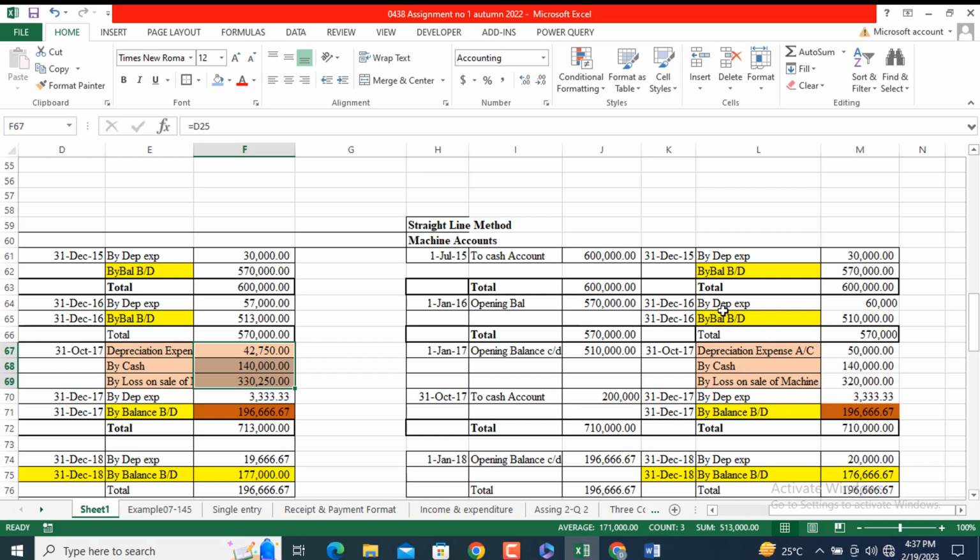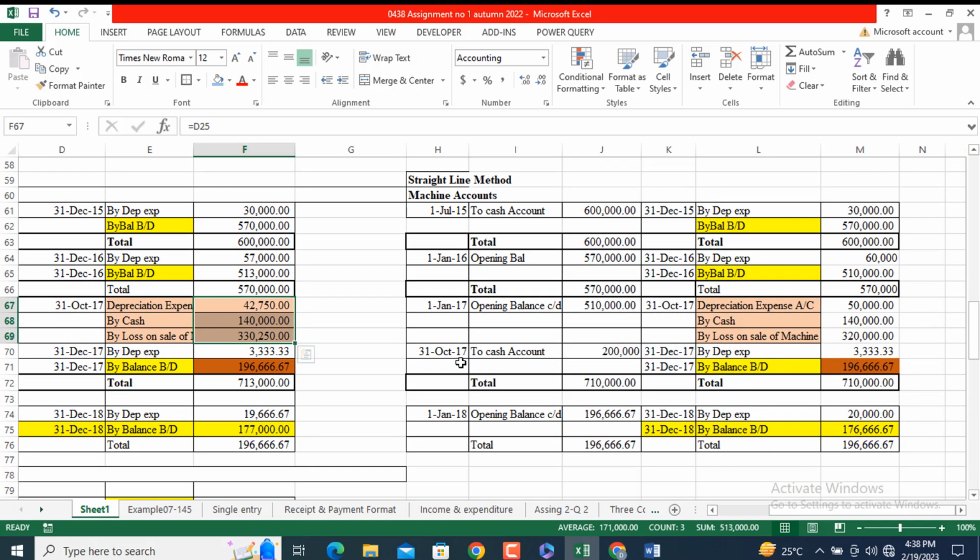In this case we are going to charge a fixed installment of 60,000. So we are not going to record the depreciation amount on the reducing balance. As it is a straight line method, we directly charge 60,000. So 60,000 is here. We subtract 60,000 from 570,000. We will get 510,000, and the total is 570,000 and 570,000.